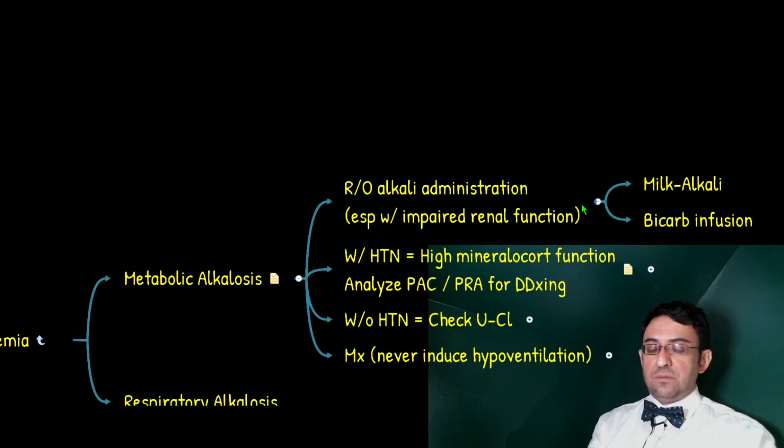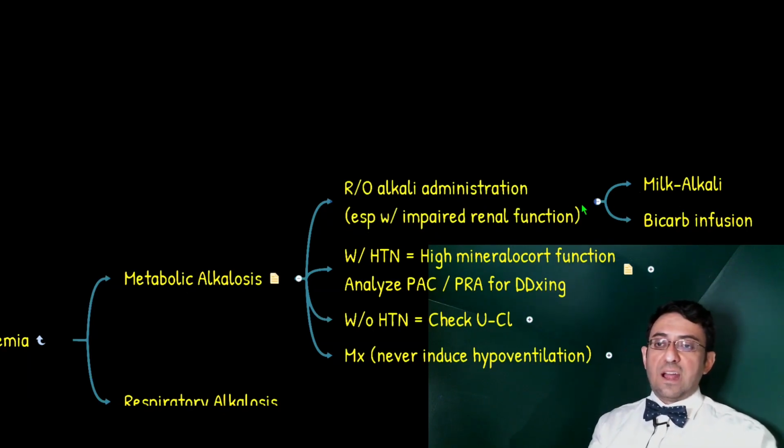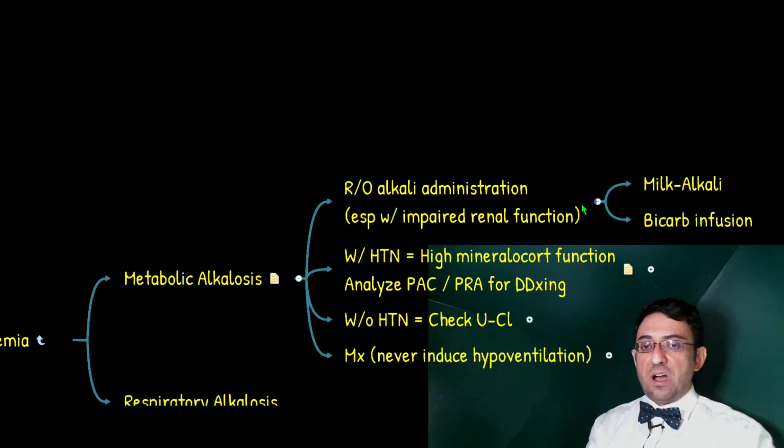function. Now, in our patient, if the possibility of milk alkali or bicarb alkaline infusion is ruled out and the renal function is normal, what are the next steps in the workup of metabolic alkalosis? We need to evaluate patient's blood pressure. Now, be careful here. Some guidelines mention we need to pay attention to urine chloride, but a better approach is assessment of patient's blood pressure.